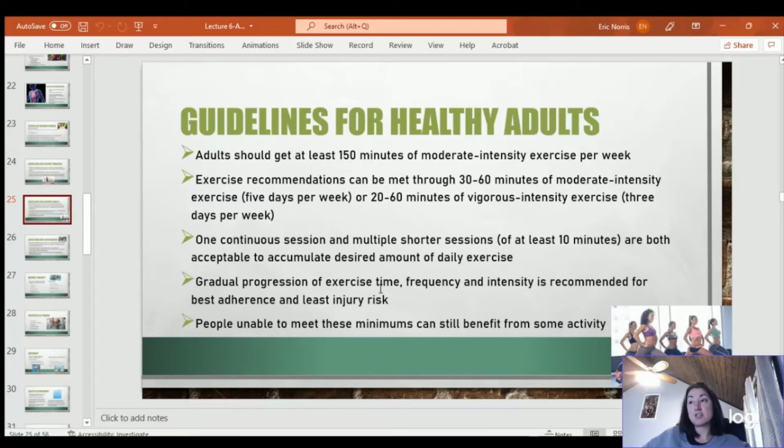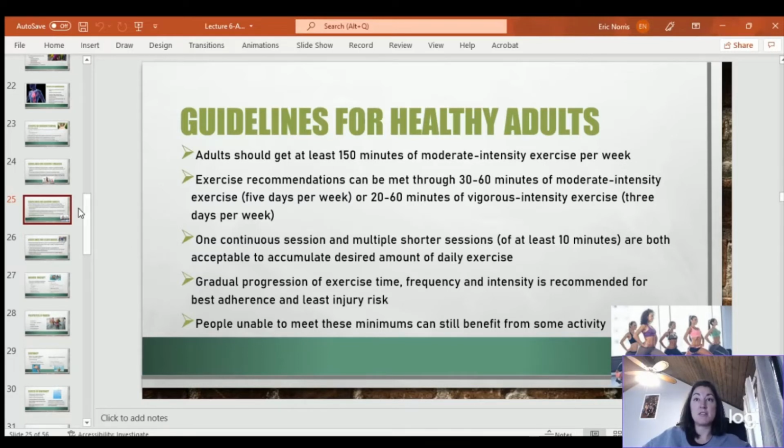Gradual progression of exercise time, frequency, and intensity is recommended, for best adherence and least risk of injury. So you don't want to go from couch potato to marathon. If you're going from couch potato, first start a walking regimen and then start more running, or just slowly progress. And people who are unable to meet these minimums can still benefit from some exercise.